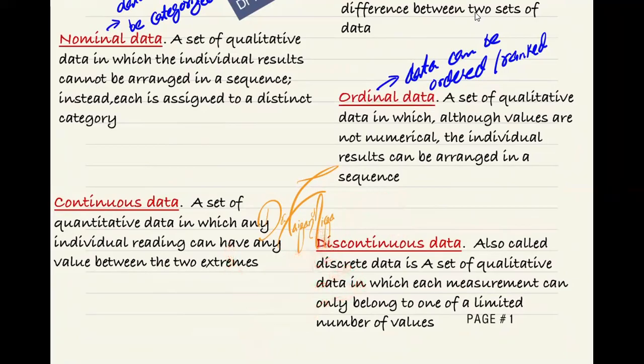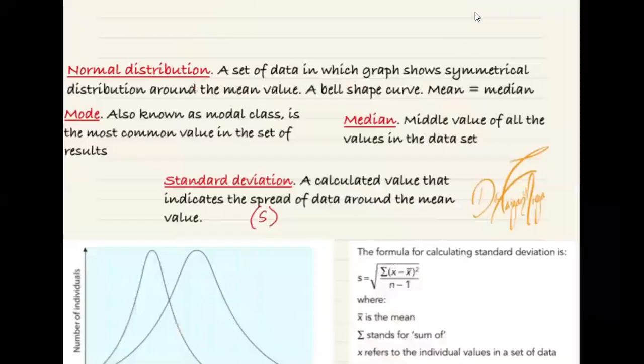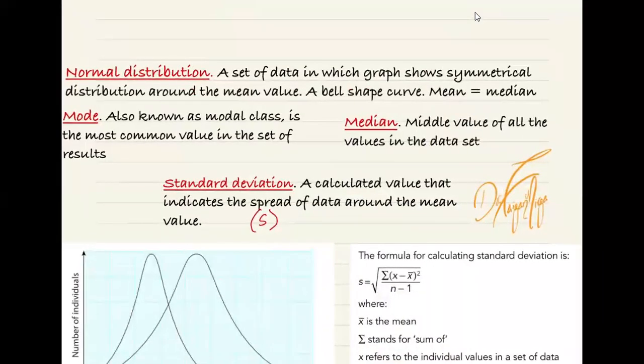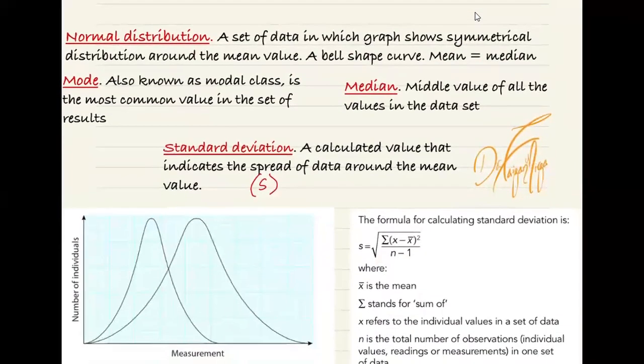So that's discontinuous data. So moving on, normal distribution. Normal distribution is a set of data in which the graph shows symmetrical distribution around the mean value. It will be a bell-shaped curve where the mean will be equal to the median, and it may be equal to the mode as well, but that depends.